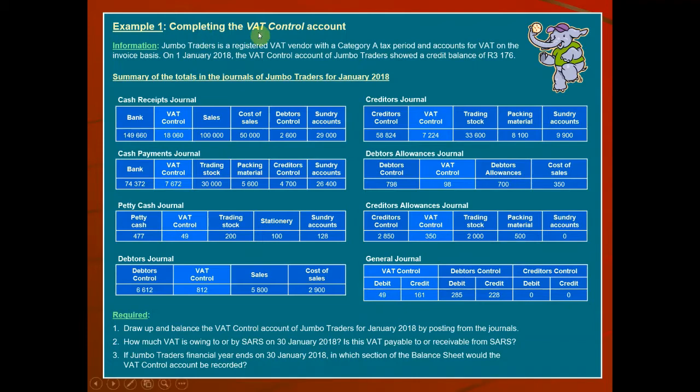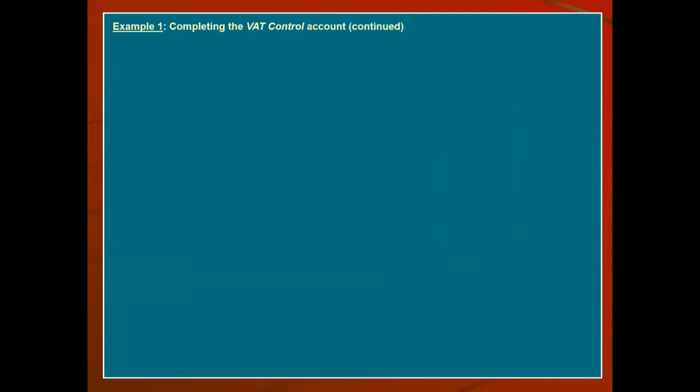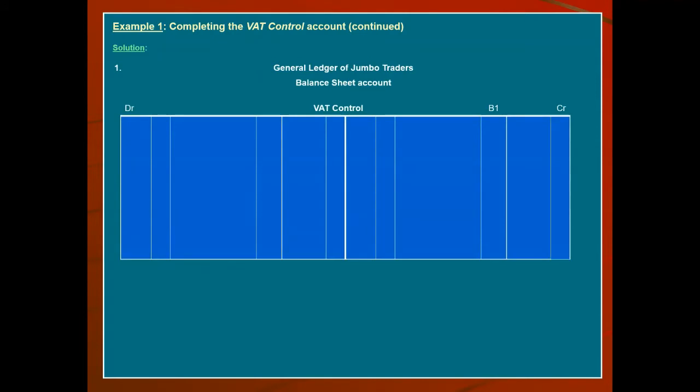3,176,000 Rand. Now, the VAT Control Account is about what we owe SARS or what SARS owes to us. If we owe SARS money, then it will be a liability, so we will have to credit. If SARS owes us money, it will be an asset and we will have to debit the VAT Control Account.